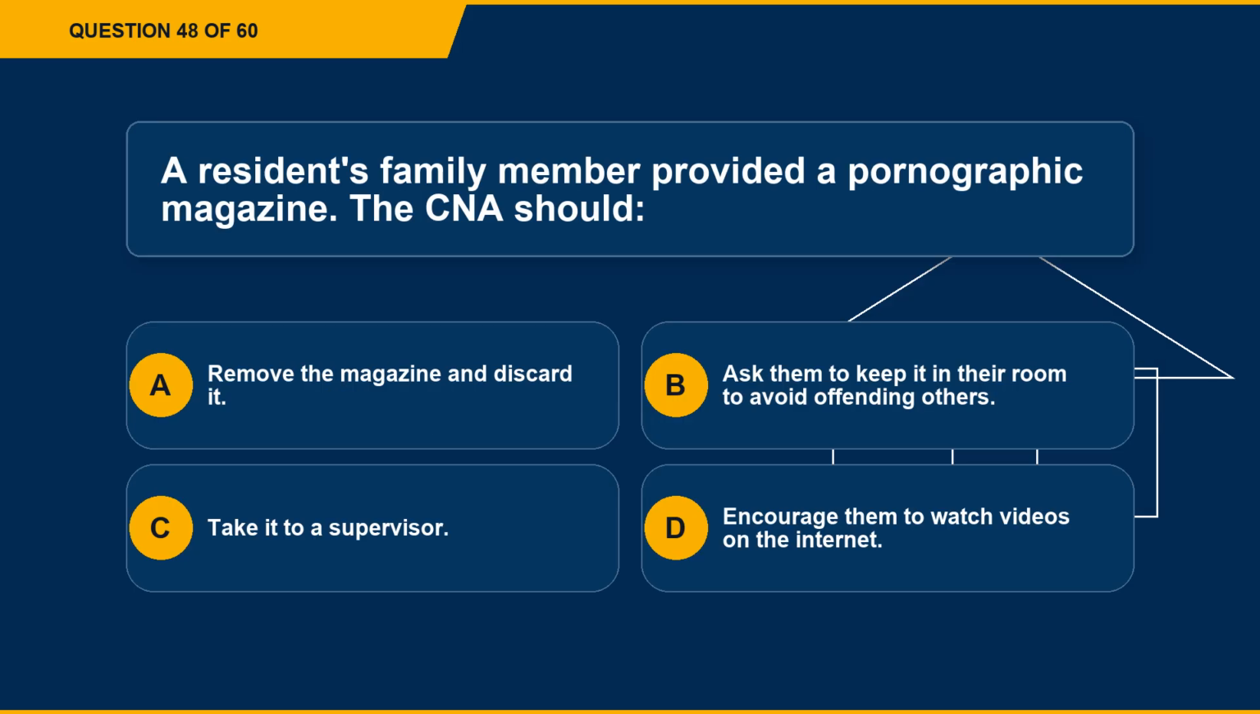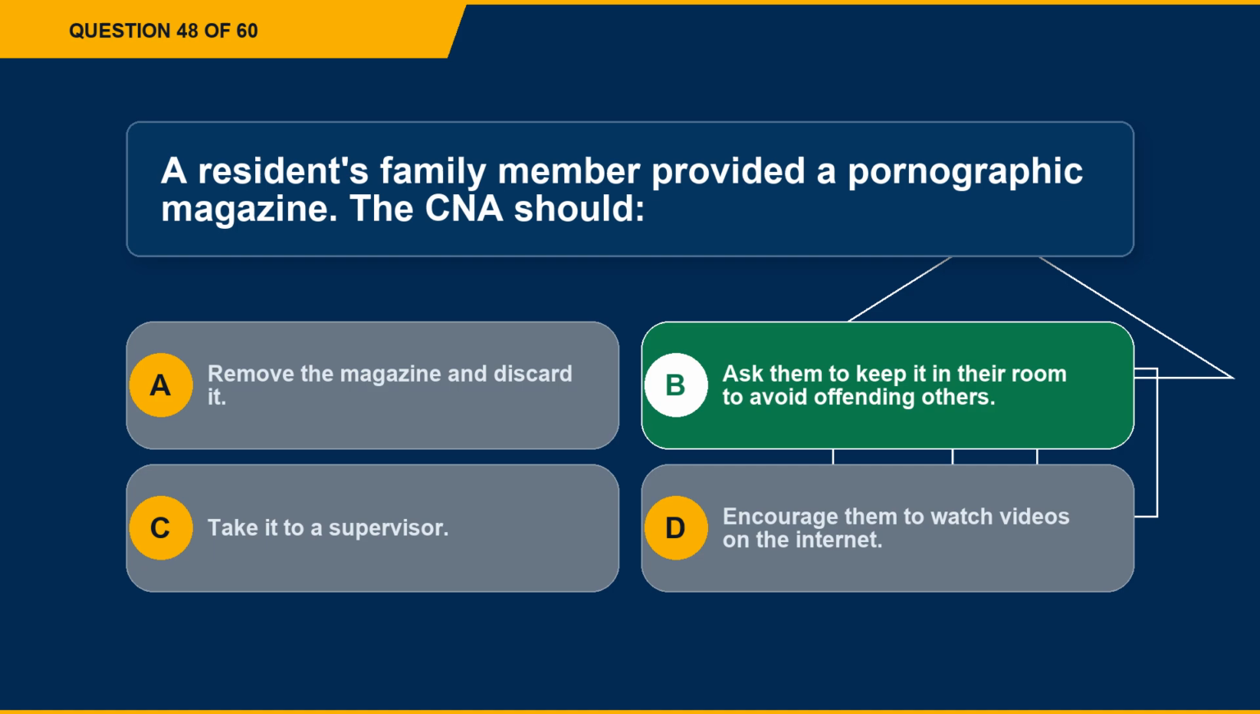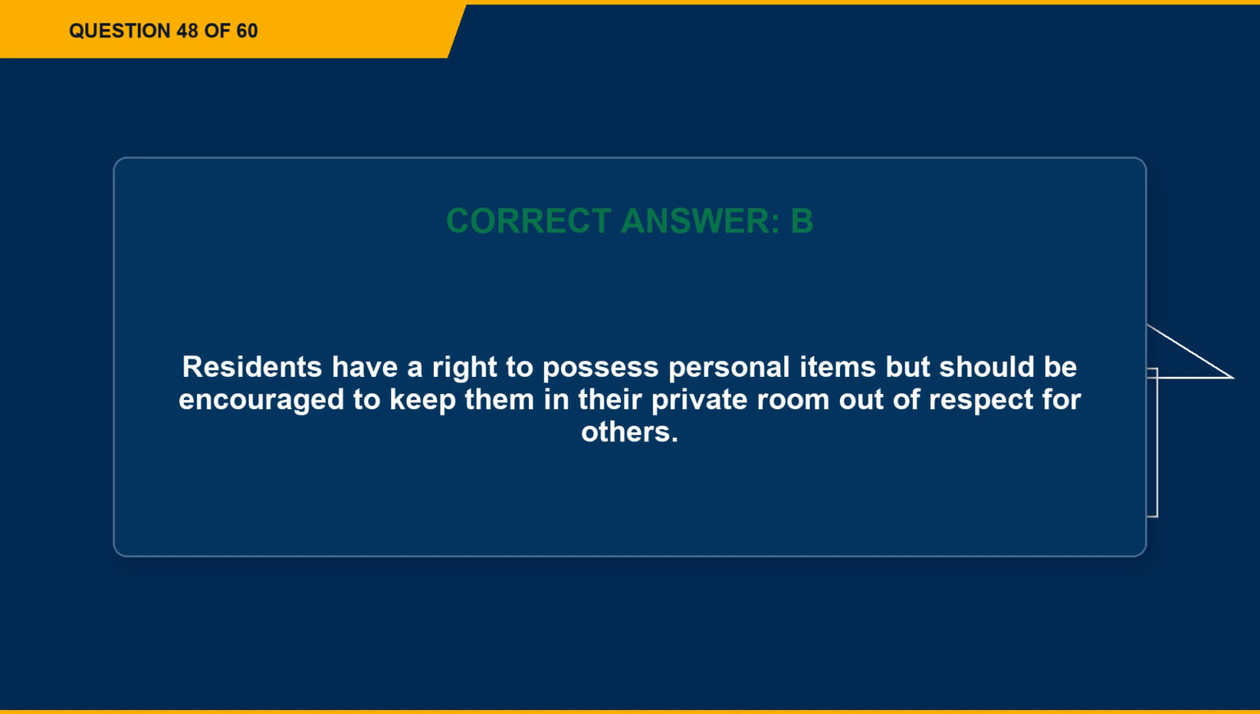Question 48. A resident's family member provided a pornographic magazine. The CNA should: Option A, remove the magazine and discard it. Option B, ask them to keep it in their room to avoid offending others. Option C, take it to a supervisor. Option D, encourage them to watch videos on the internet. The correct answer is option B, ask them to keep it in their room to avoid offending others. Explanation. Residents have a right to possess personal items but should be encouraged to keep them in their private room out of respect for others.